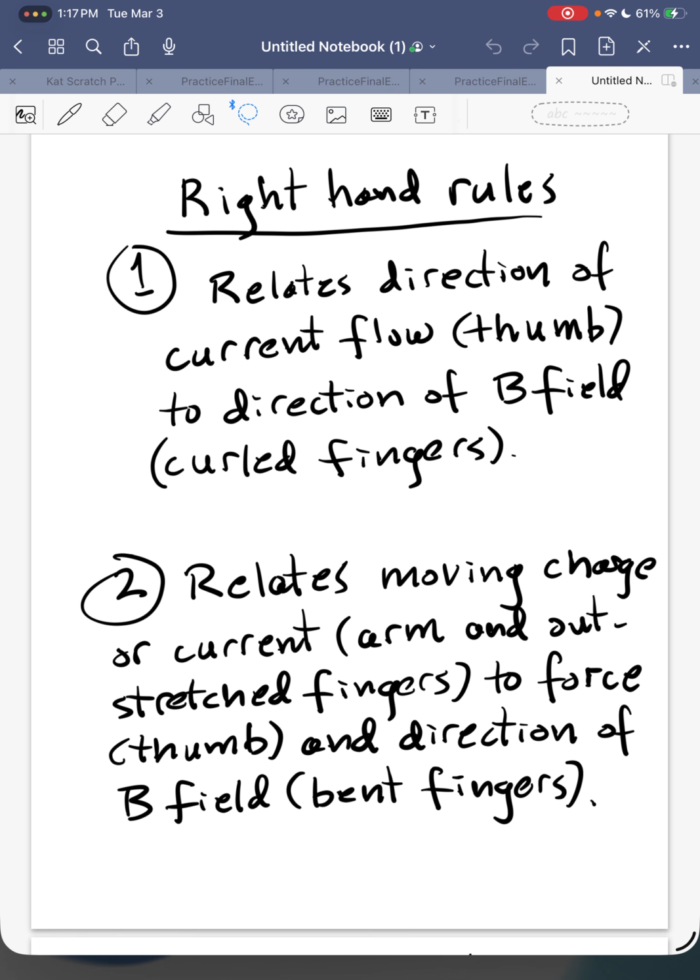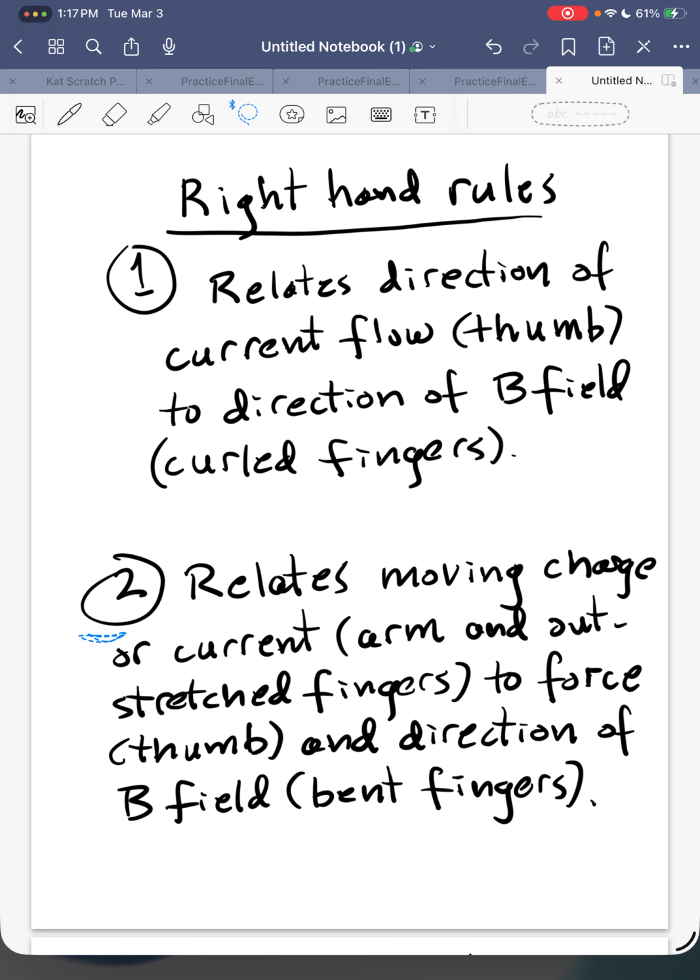The first right-hand rule that I want to talk about relates the direction of current flow, which will be in the direction of your thumb, to the direction of the B field, which will be given by your curled fingers. Okay, so that's current flow and B field.